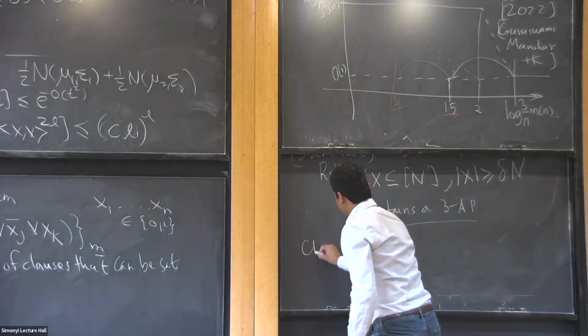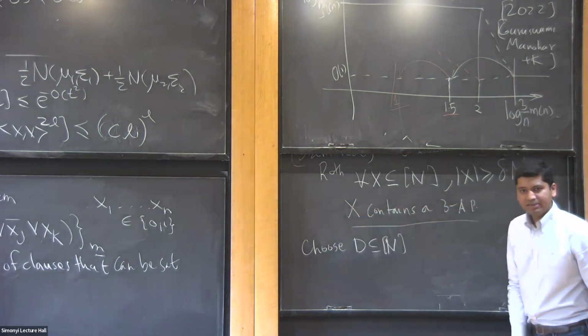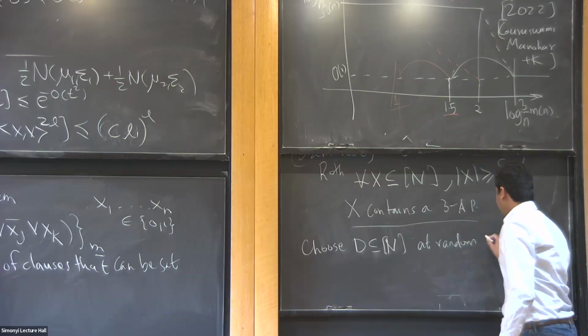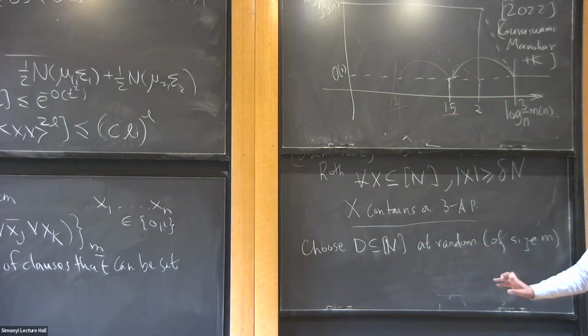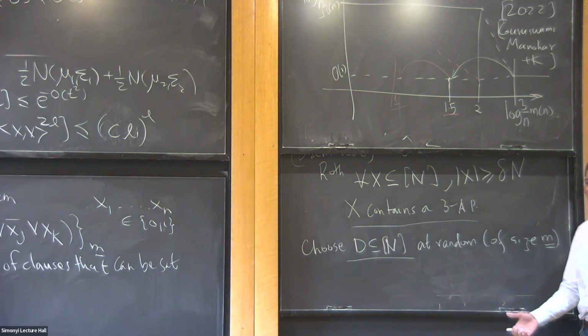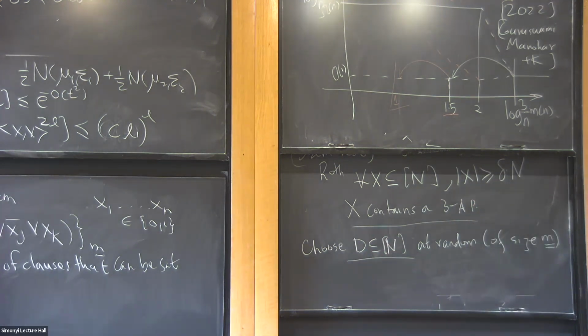Choose D, a subset of the first n natural numbers. These are the set of allowed common differences, chosen at random. So a random set of some size m. I'm going to first choose D to be just an m-size random set and ask the same question. What is the smallest m such that every dense set contains a 3AP, but not just any 3AP, a 3AP where the common difference comes from this D? Okay, so it's some kind of a sampling theorem, that this small set of random common differences suffices for basically every dense set to contain a 3AP.